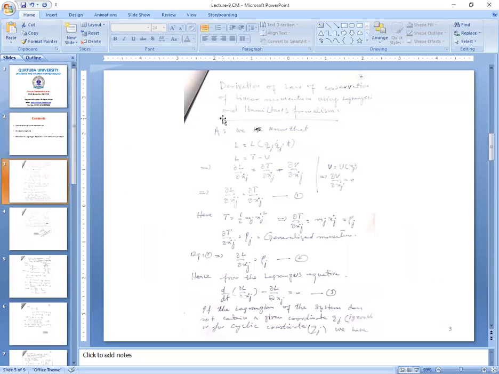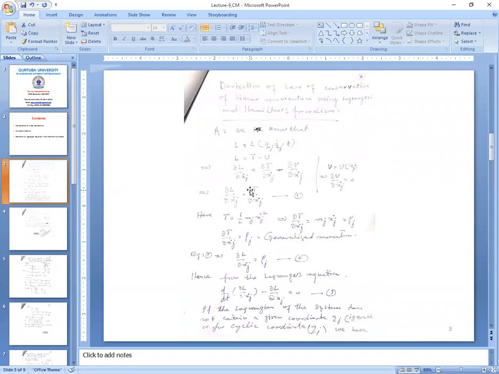Okay, so the derivation of the law of conservation of linear momentum using Lagrange's and Hamilton formalism. As we know, the Lagrangian, being a function of generalized coordinate, generalized velocity and time, is equal to the difference of the kinetic and potential energy. So L is equal to T minus U.